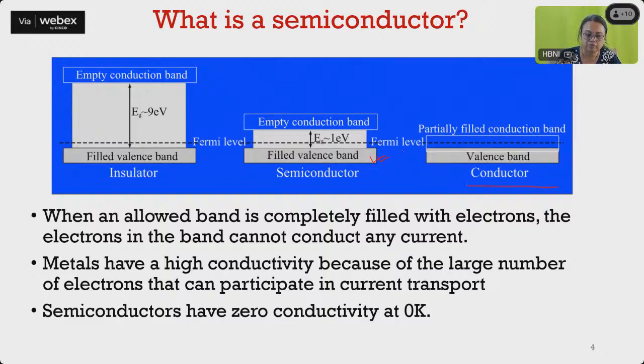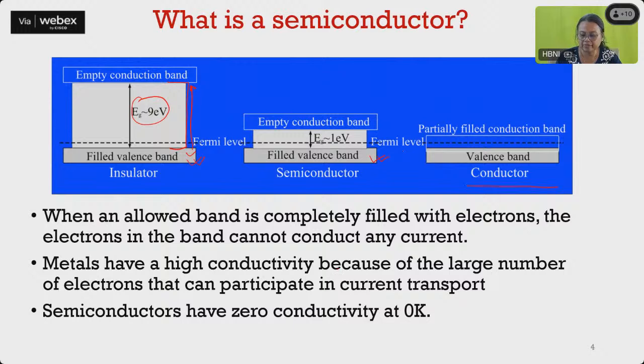Whereas in an insulator, the band gap increases, to around 9 eV or 6-7 eV, and the valency band is filled while the conduction band remains empty even at higher temperature, because the energy gap is very high. So it is very difficult for any electron to jump from one state to the other, so the conductivity remains very low. When an allowed band is completely filled with electrons, the electrons in the band cannot conduct any current.